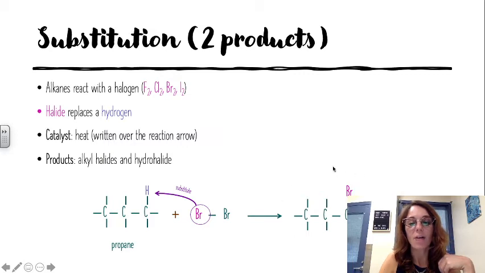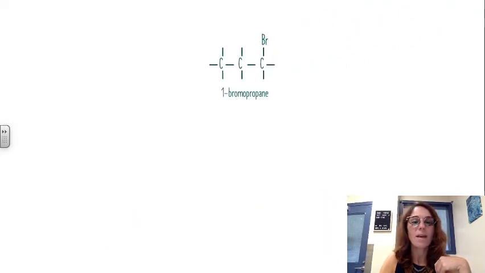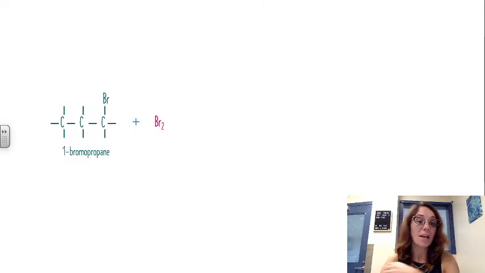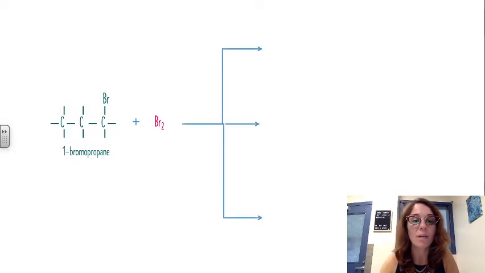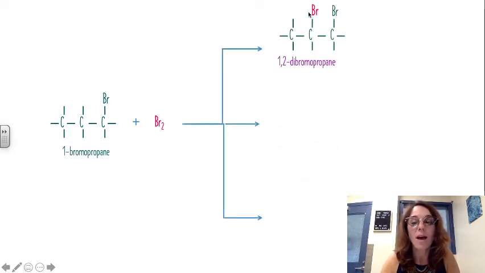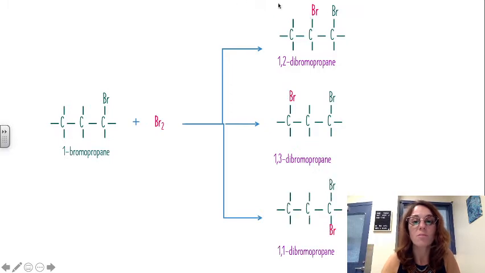So this is called an alkyl halide because now it's no longer an alkane because we have taken away one of those hydrogens, and a hydrohalide. So the name of this compound would be 1-bromopropane and then hydrogen bromide. Now this reaction can happen again, so I can take that 1-bromopropane and I can react it with another substitution reaction in bromine, and we can get a whole number of different types of products.